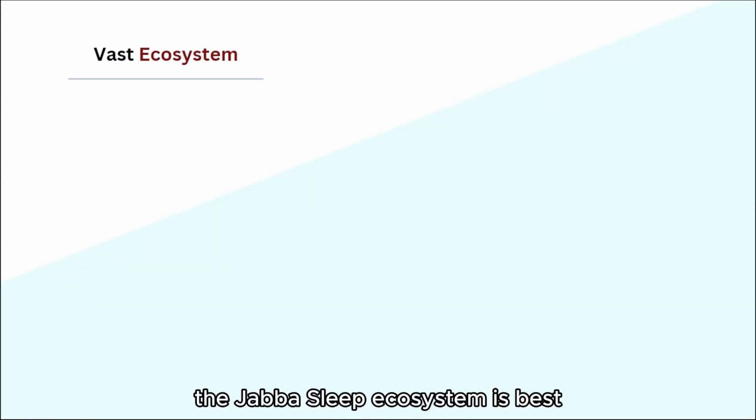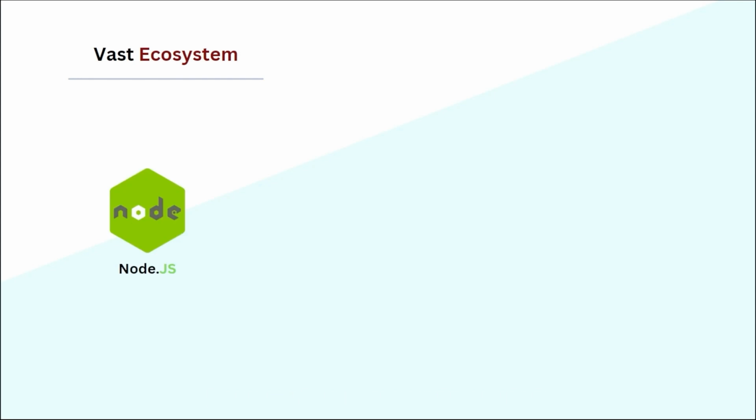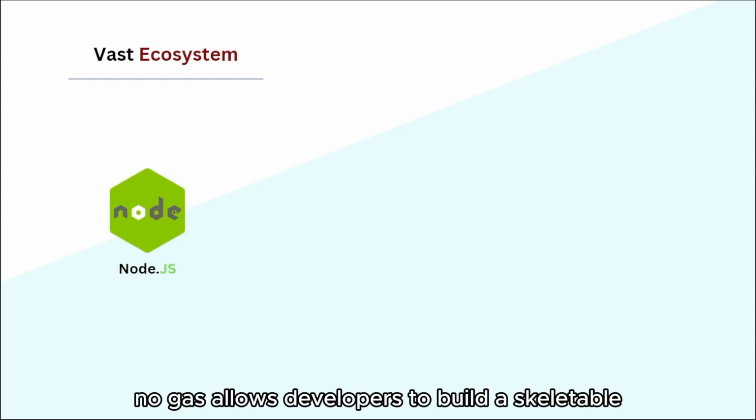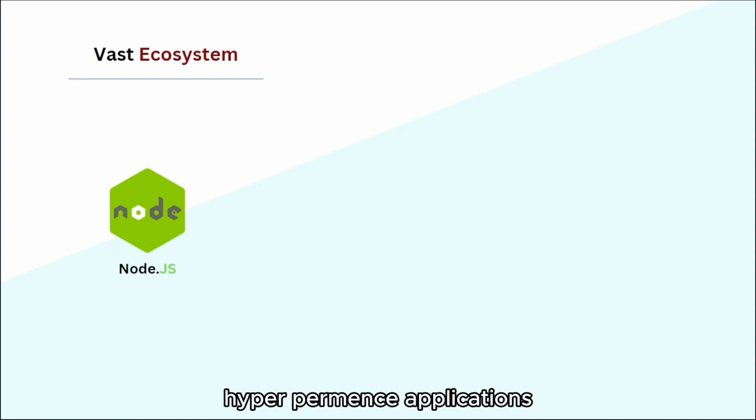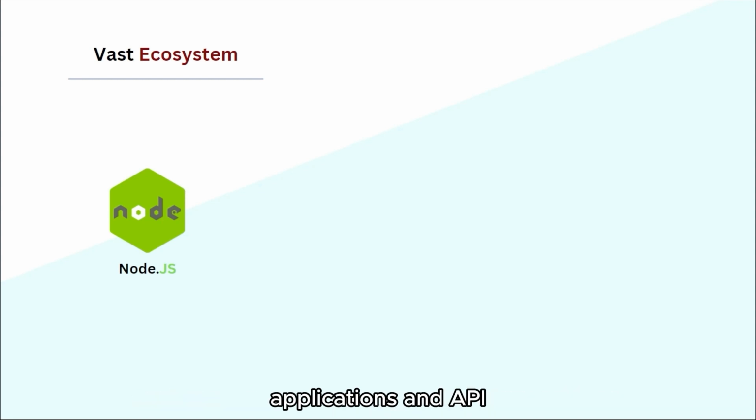The JavaScript ecosystem is vast, offering a plethora of libraries and frameworks that empower developers. Here are some popular ones. Node.js is a server-side JavaScript runtime. Node.js allows developers to build scalable, high-performance applications. It's particularly popular for building real-time applications and APIs.